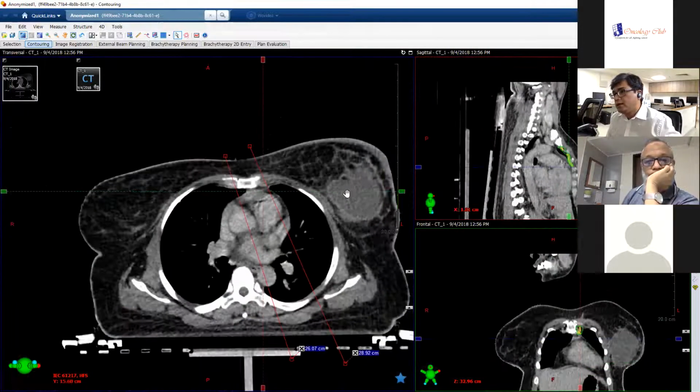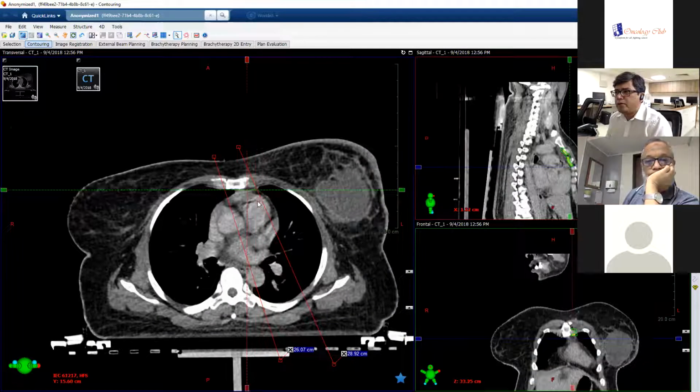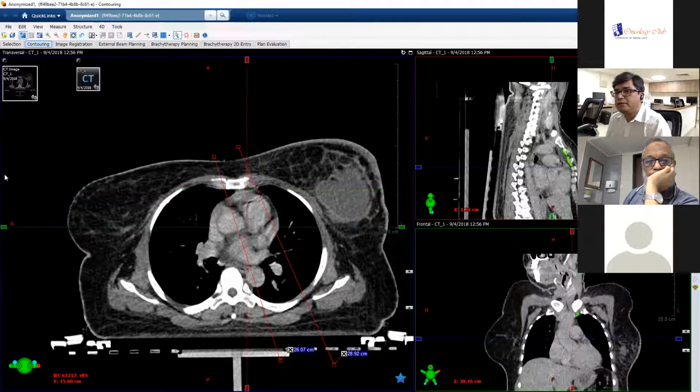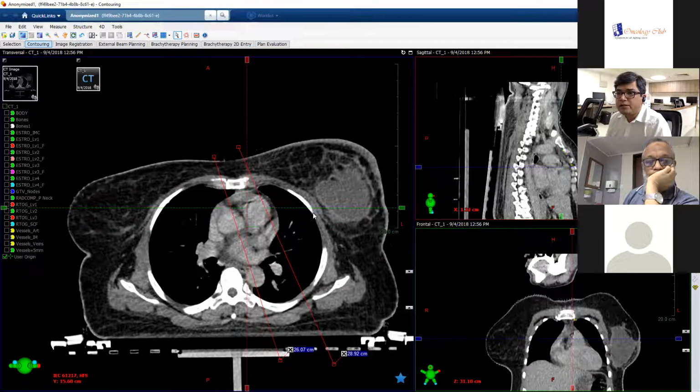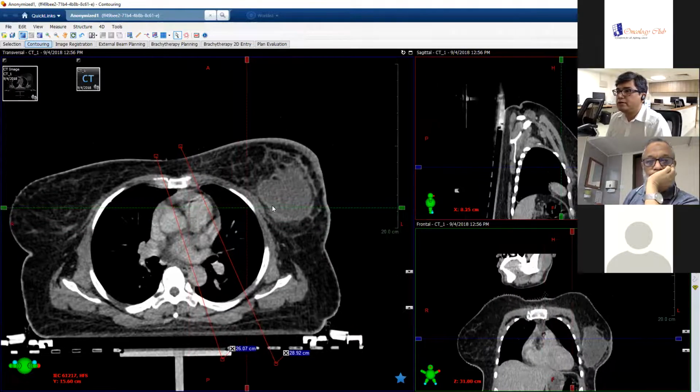So probably don't give that a PTV because that will just increase the amount of tissue that will be going into the lungs. And the physicists will have a very hard time optimizing that region. Coming to probably what I would say is not as important, because a lot of us are not treating the axilla level 1 and level 2 these days.